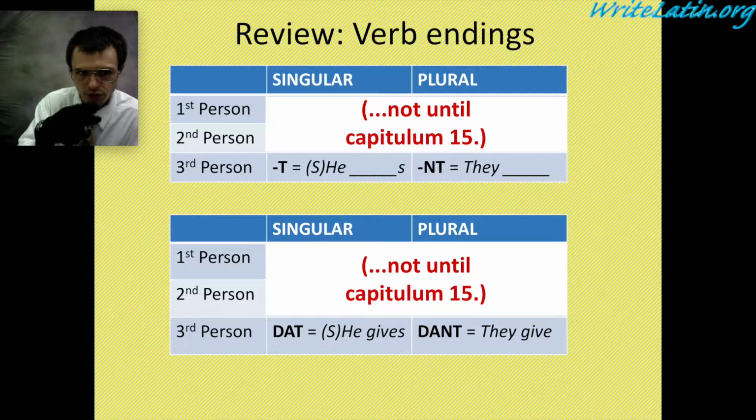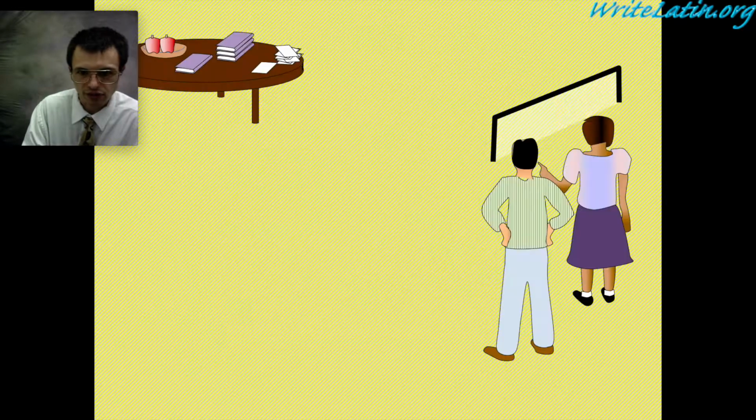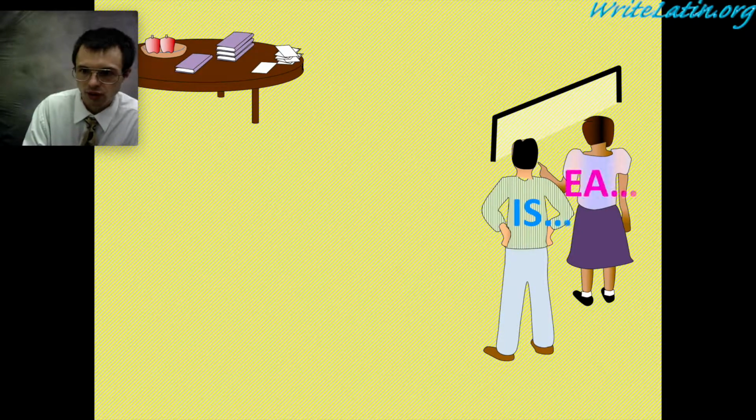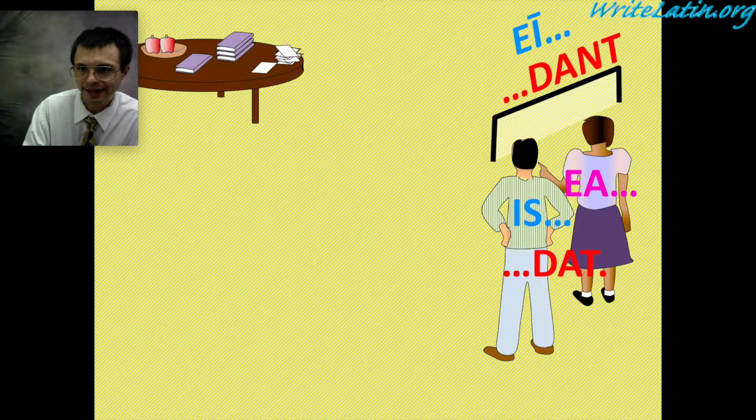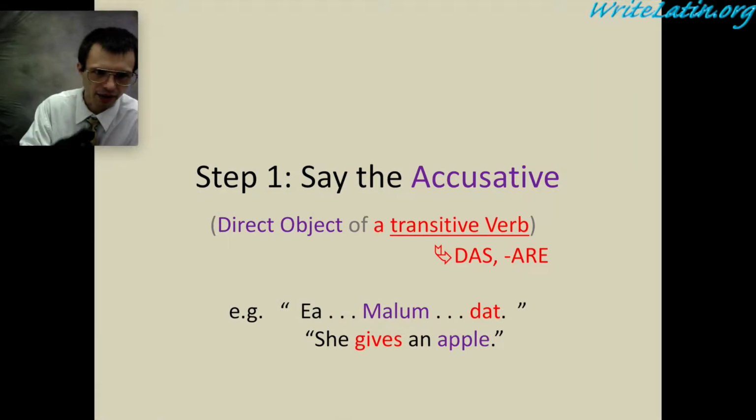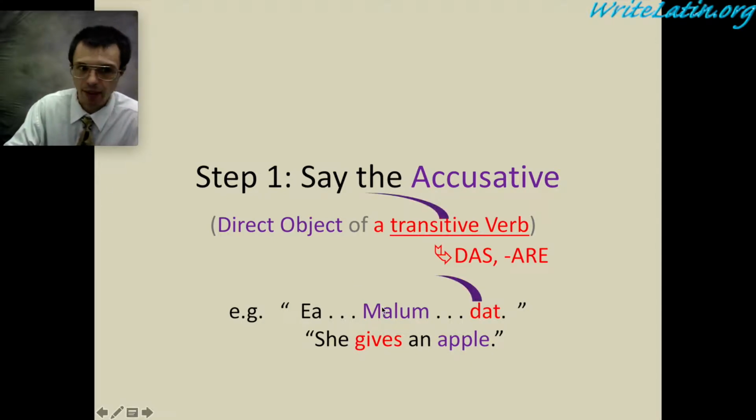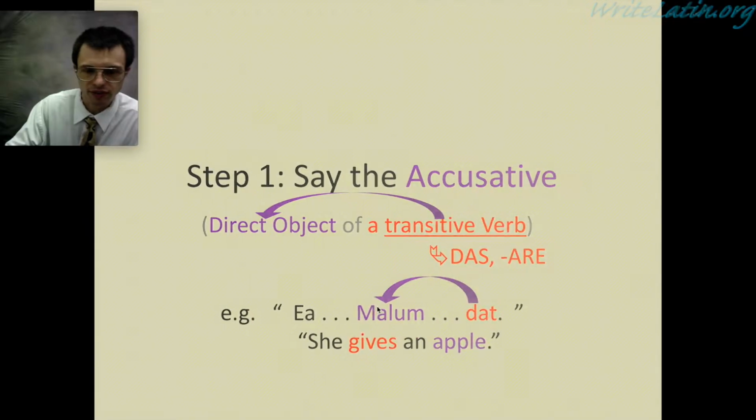So in this video, we're not doing first and second person. You can do those in the other version from the link down in the video description. We're just doing here T and NT for third person. So our two agents are he and she, is dat and ea dat, or plural ei dant. So step 1, say the accusative. So what are we giving? An apple or something else?